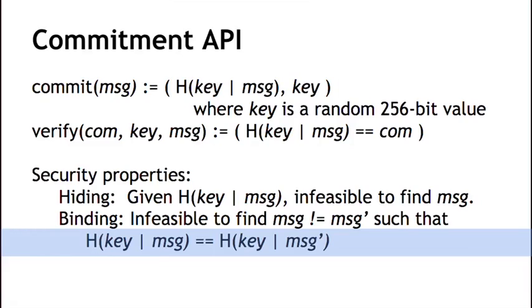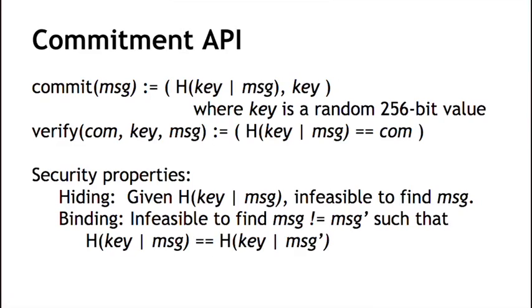Okay, so now what these properties become, the first one is: given H of key concatenated with message, it's infeasible to find message. Well, it turns out that that's exactly the hiding property that we talked about before. Key was chosen as a random 256-bit value, and therefore the hiding property says that if we take the message and we put before it something that was chosen from a very spread out distribution, like I said, a random 256-bit value, then it's infeasible to find the message. So this is exactly the hiding property.